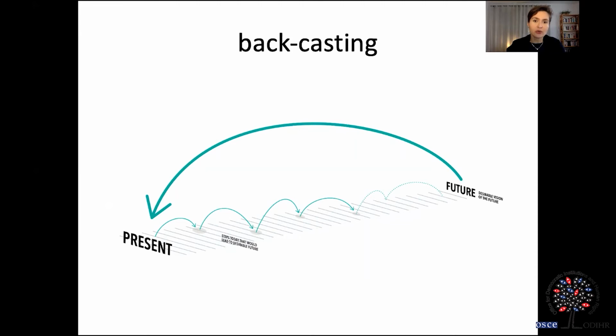So let's say we're building a children's hospital. By 2025, it needs to be functional. So what do we need to do today in 2022 in order to achieve the building of this hospital 3 years from now?